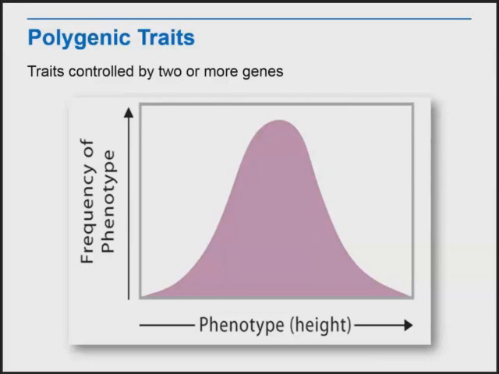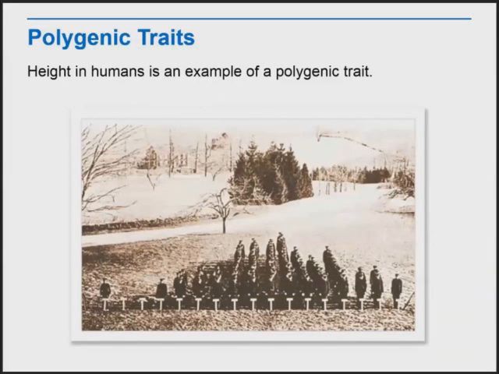The graph shows the distribution of phenotypes that would be expected for a trait if many genes contributed to the trait. What does the shape of the graph indicate about height in humans? The shape of the graph indicates that there is a range of heights in the population. Few people are very short or very tall. Most are in the middle range. Height in humans is one example of a polygenic trait. Height varies from very short to very tall and everywhere in between.